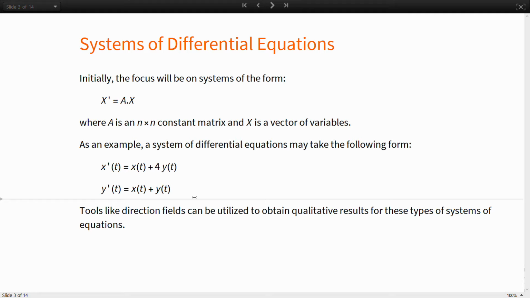The coefficient matrix A has rows corresponding to the coefficients of each term on the right-hand side. We will see that tools like the direction field and stream plots we've encountered at the beginning of this course can be utilized to obtain qualitative results for these types of systems of equations.